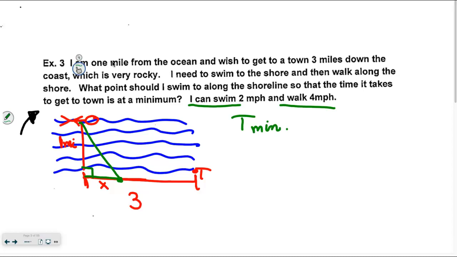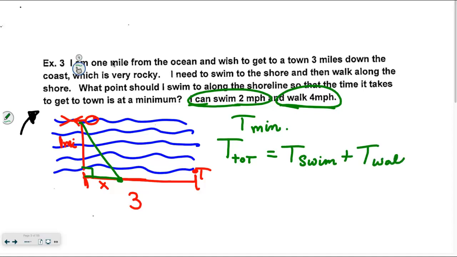All right. Here's the problem, though. There's nothing on here about time. Don't you agree? I've got some rates, and I've got some distances, but I've got nothing about time. I'm going to write my total time. I'm going to write time subtotal just for a second. I know that it would equal the time I swim plus the time I walk. That's pretty understandable, right, Joel? But again, there's nothing on here about times.